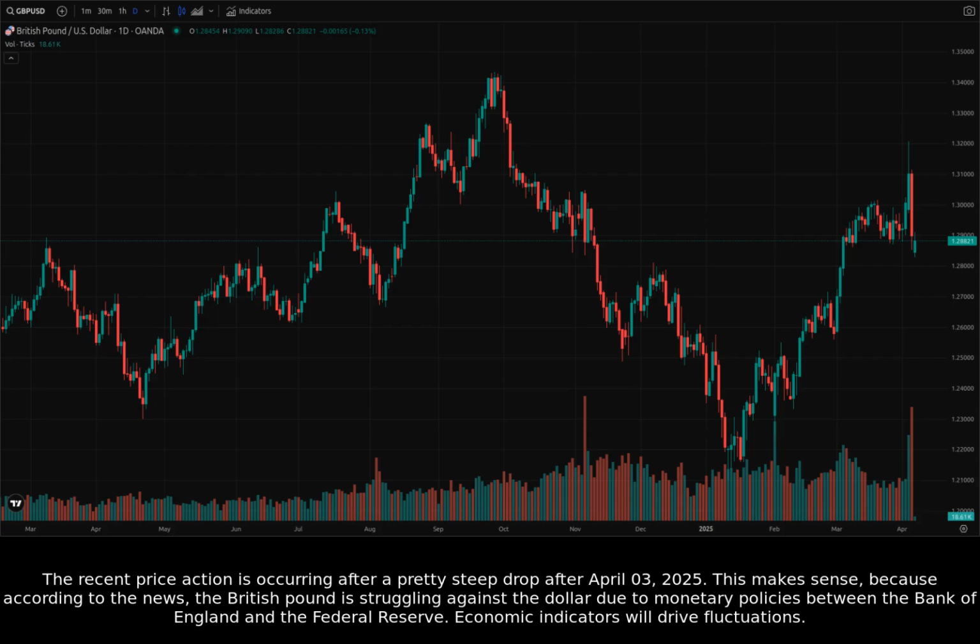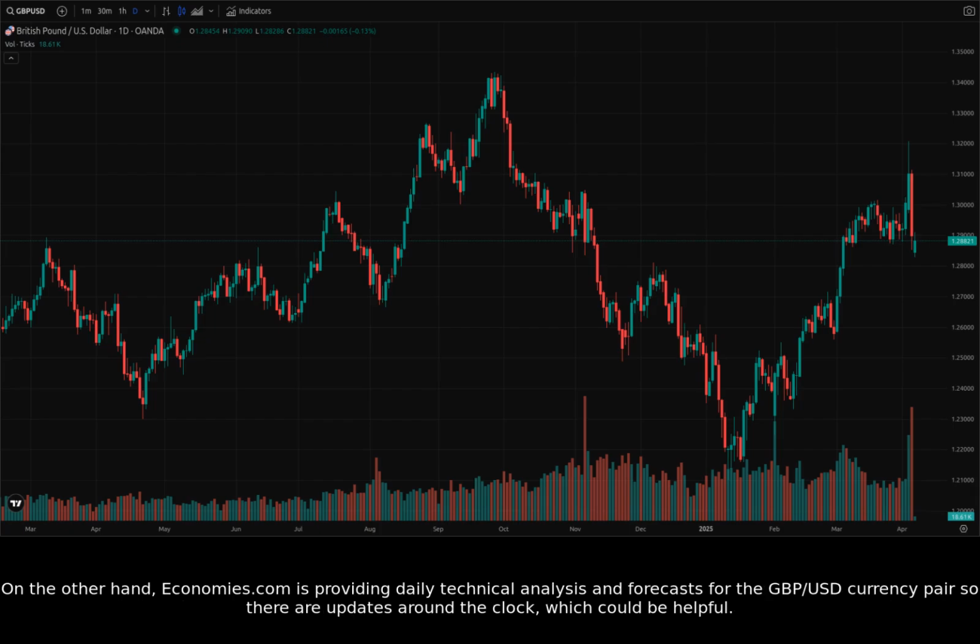This makes sense because according to the news, the British pound is struggling against the dollar due to monetary policies between the Bank of England and the Federal Reserve. Economic indicators will drive fluctuations. On the other hand, economies.com is providing daily technical analysis and forecasts for the pound sterling to US dollar currency pair, so there are updates around the clock, which could be helpful.